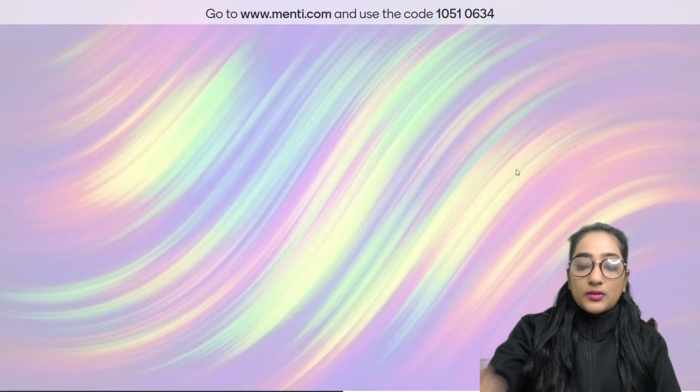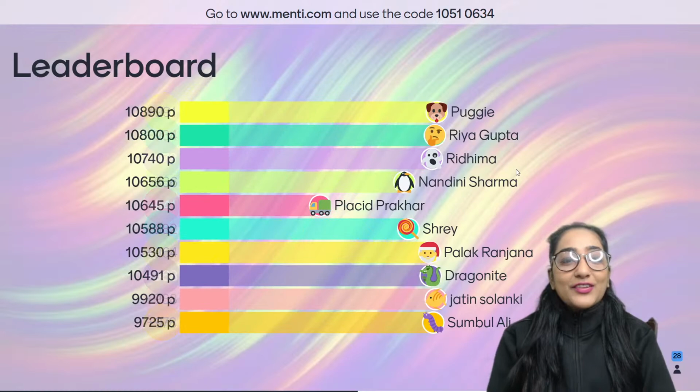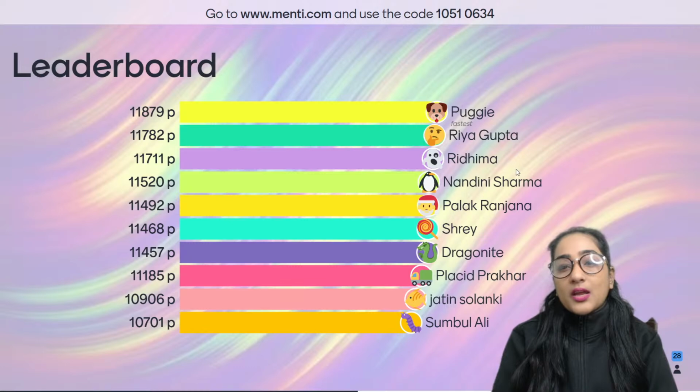Now let's move ahead and have a look at the leaderboard. In a way, I can see the same set of students. Nobody new is trying to come up. Nobody new has the dare to come, right? Puggy is the fastest one. Rhea, Radhima, Nandini, Palak, Shrey, Dagonite, Placid, Prakash, Jatin, and Sumbul.